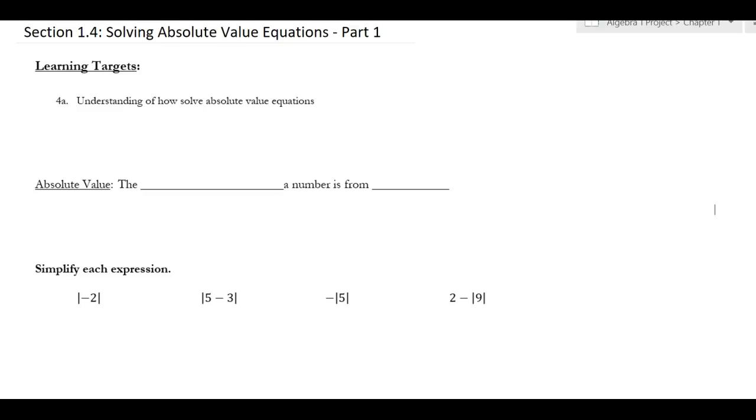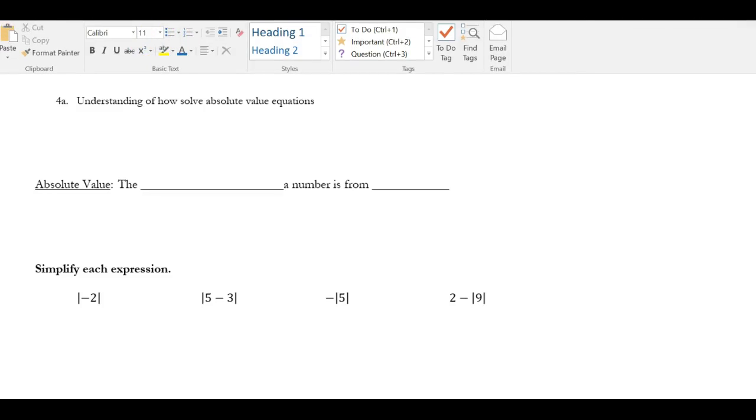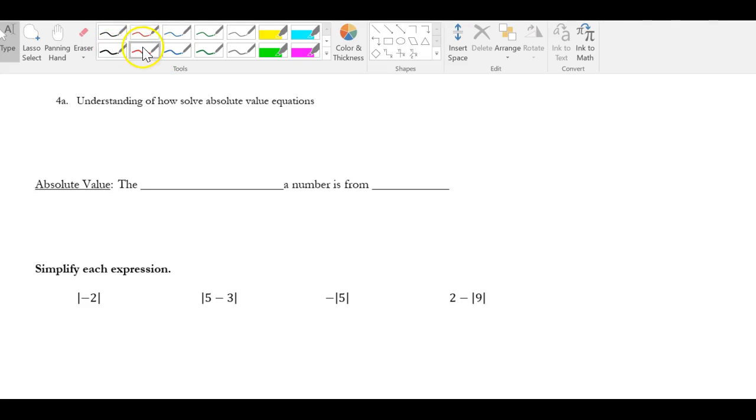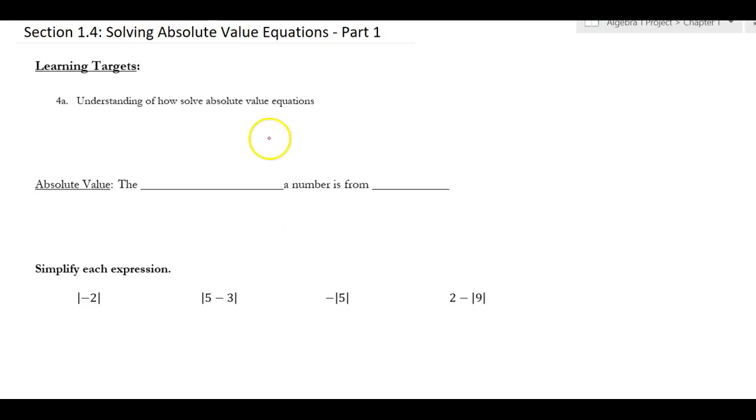Okay, so what we're doing today is section 1.4, and we're actually splitting it into two parts. And so today we're dealing with just part one. Okay, so the absolute value.